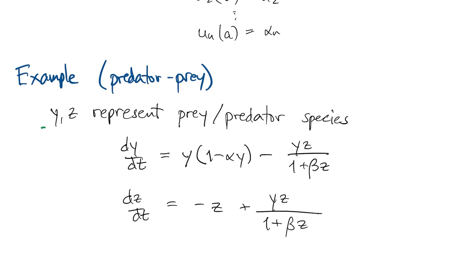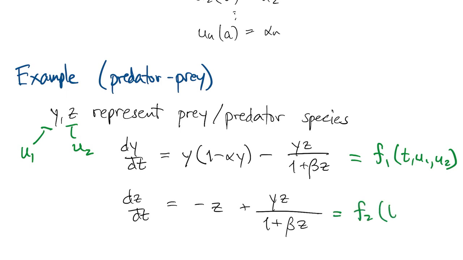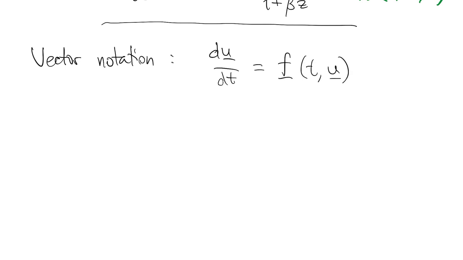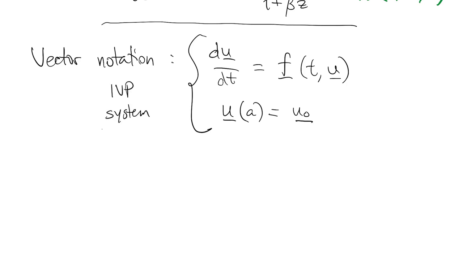If we label y and z as u1 and u2, then these become the functions f1 and f2. We can also gather the solution components into a vector u and write things as a single ODE with a vector-valued function f and a vector initial condition. There is really no difference between a system of scalar ODEs and a vector ODE, and we use the terms pretty interchangeably.